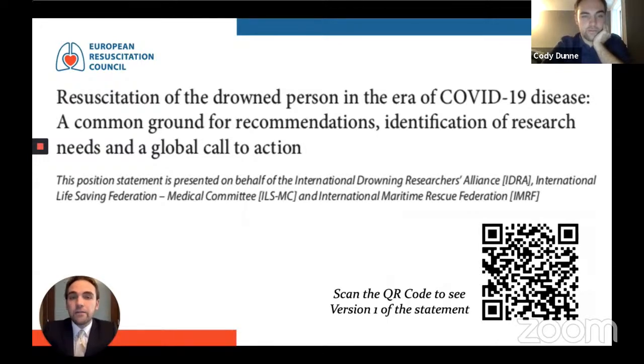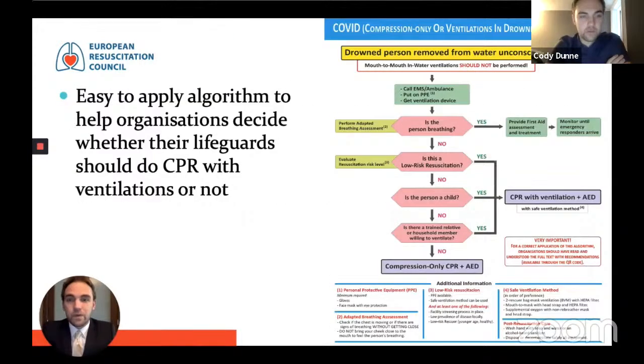It included 8 focus areas with topics relevant to the lifeguards and aquatic organizations, such as PPE, infection risk mitigation, and education and training. Notably, it also included a new resuscitation algorithm that was designed to help aquatic organizations decide whether or not their lifeguards should do ventilations in this time. And it broke down to 3 simple questions.